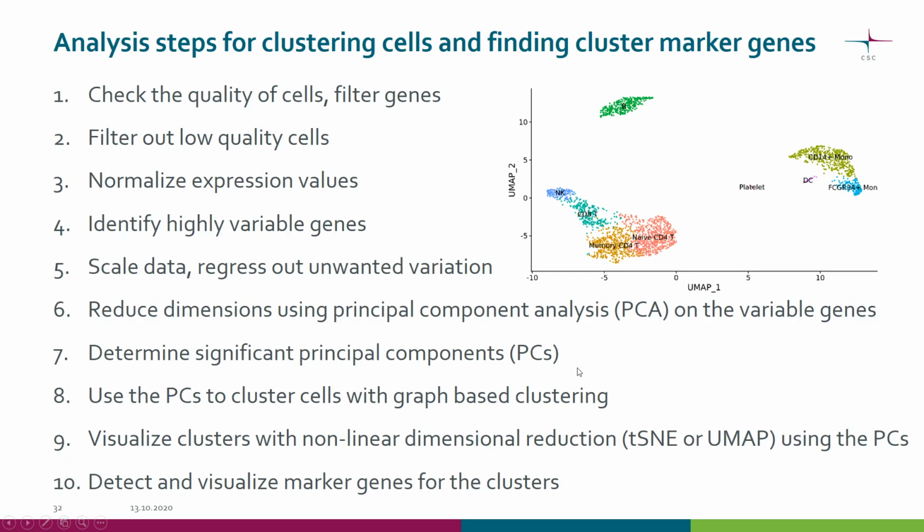Once we have the principal components, we need to figure out which ones of them are significant. And then we use the significant ones to cluster the cells using this graph-based clustering method. Once we have the clusters, we can visualize them using a nonlinear dimensional reduction, such as t-SNE or UMAP. So here you have a UMAP picture where the cells, which are the dots, are colored according to the cluster they belong to. And then finally, you can detect and visualize marker genes for these clusters.